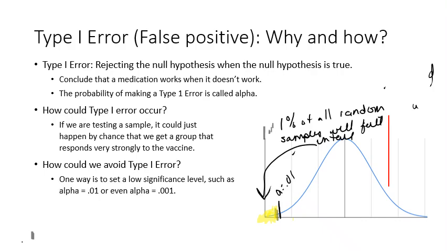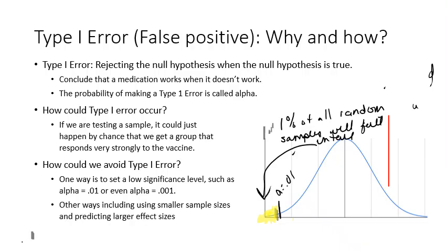How do we avoid it then? We set alpha to a really low significance level. If we think type 1 error would be the bigger problem, then we set a low alpha. And a couple other ways we'll learn about later are we can change the sample size, make sure our sample isn't too large, and we can also predict larger effect sizes. So all of these things impact the likelihood of type 1 error.